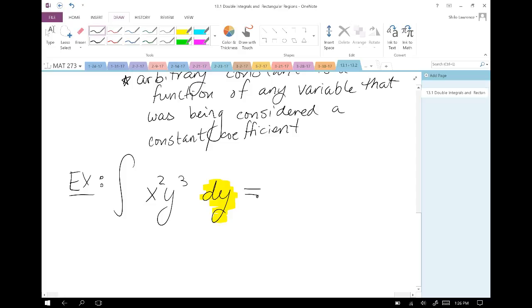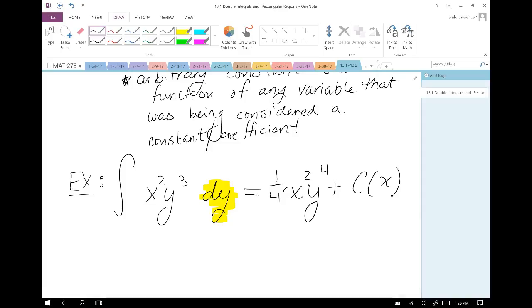So 1/4 x squared y to the 4th plus c of x. So our y is just a power function. It's y cubed. So we add 1, divide by the new exponent. So 1/4, y to the 4th.